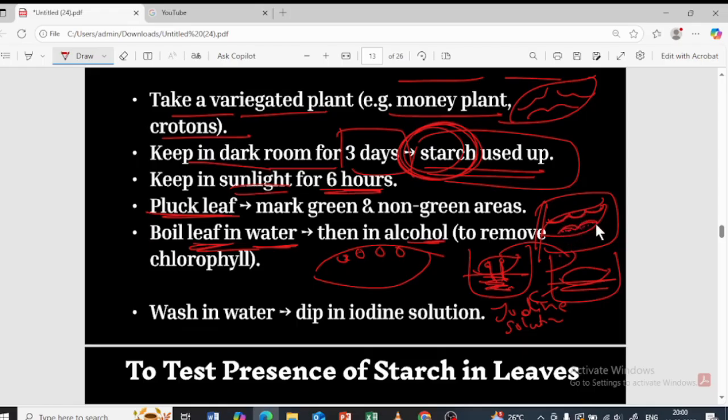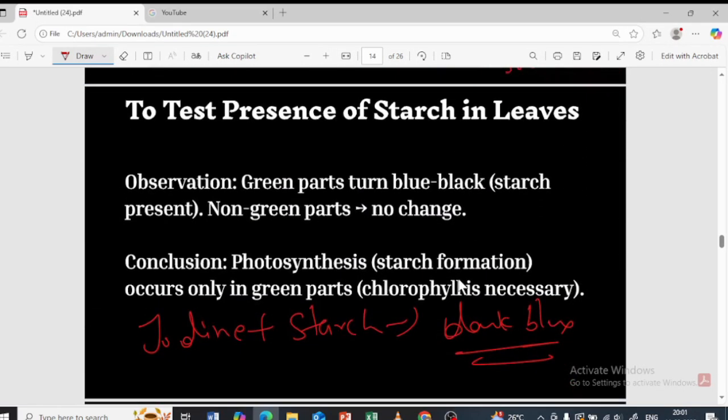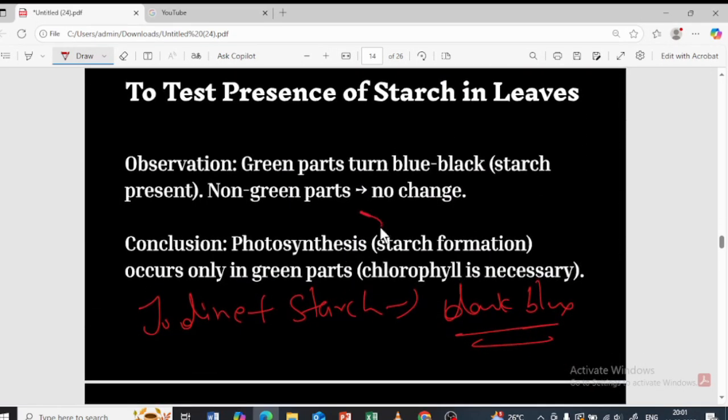Now when I dip it in the iodine solution, only these regions will get the dark blue color. After mixing iodine with the starch present over here, it will give dark blue color, which shows that during the photosynthesis process the starch will be formed. And it occurs in which region? Green parts only. So that's why the chlorophyll is also necessary for the photosynthesis process. This is the conclusion we are going to get.